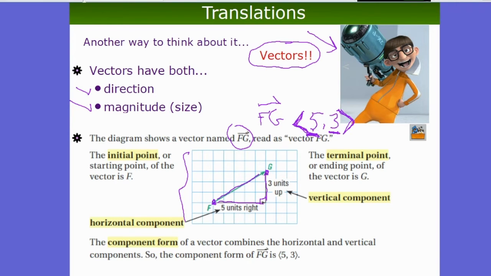Start at point F, go right 5, and go up 3. So you start at point F, you go right 5, and then you go up 3. And there is our direction. And again, that magnitude would be, use the Pythagorean theorem to find its length.